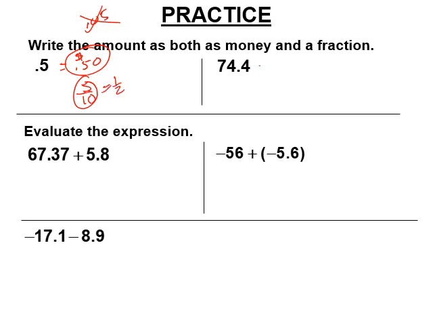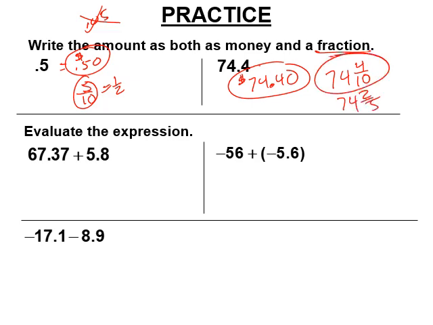As money, this is $74.40. As a fraction or mixed number, this is 74 4/10. Right? It is 40 hundredths, but we don't need those zeros there. And yes, it would also simplify to 74 2/5, but this is really all I'm going for.